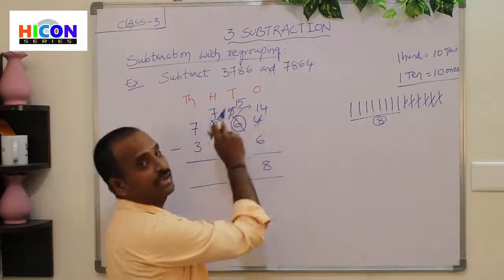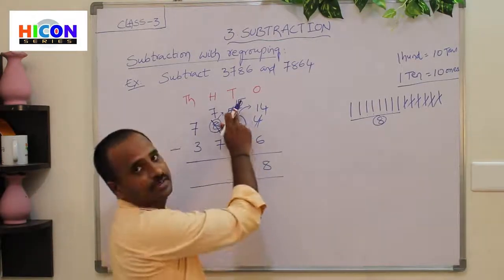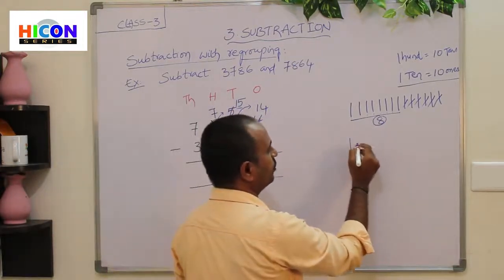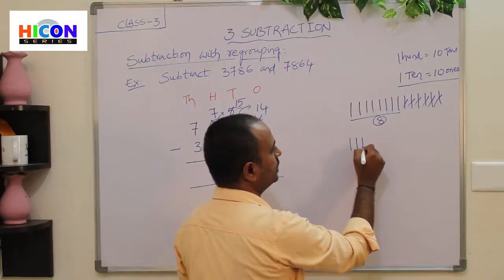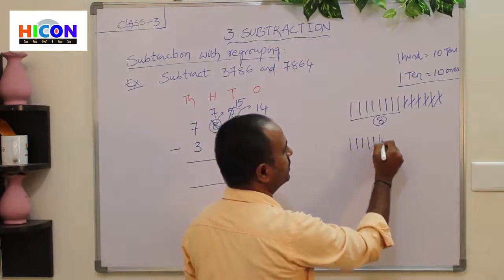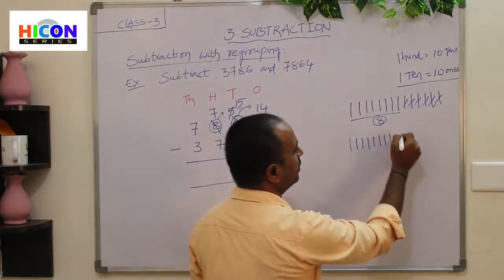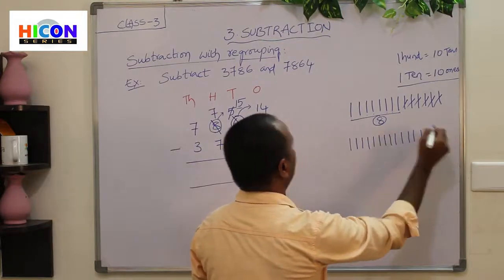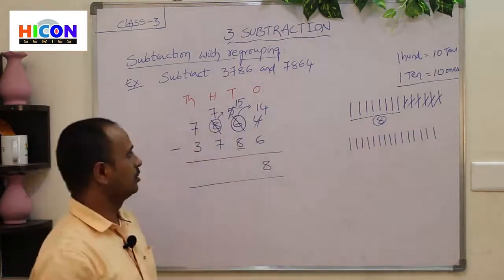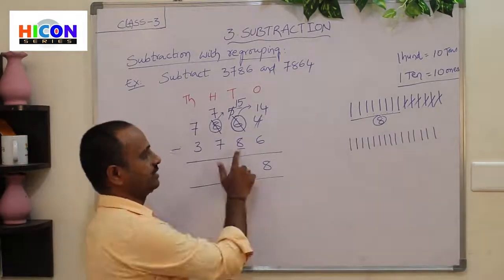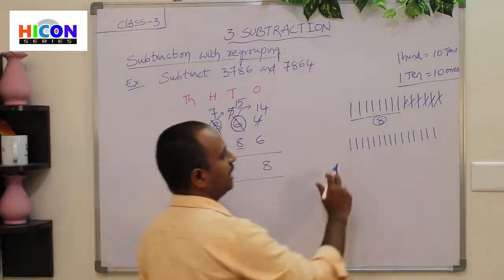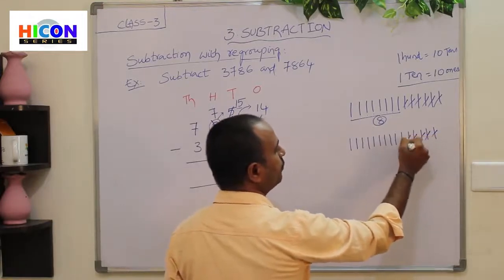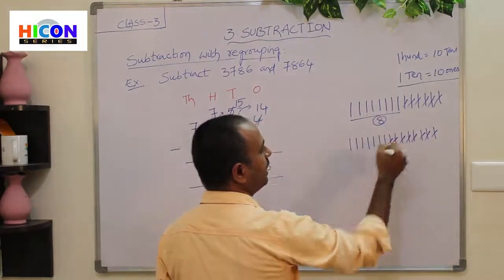How many lines do we have to draw? 15 lines, because the first number is 15. So just draw 15 lines in your notebook. 1, 2, 3, 4, 5, 6, 7, 8, 9, 10, 11, 12, 13, 14 and 15. So now children, strike off 8 lines among these 15 lines. 1, 2, 3, 4, 5, 6, 7, 8.